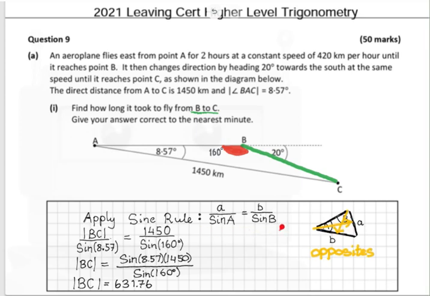Here's the sine rule. A over the sine of A, the two opposites, and B over the sine of B. Start with the left hand side. BC will be on the left. You will replace A. It makes the algebra a lot easier because we can multiply up where we have BC over sine of 8.57 degrees. This will multiply up, work it out, and you can see that BC is 631.76.